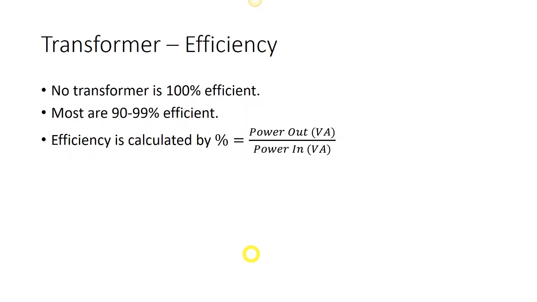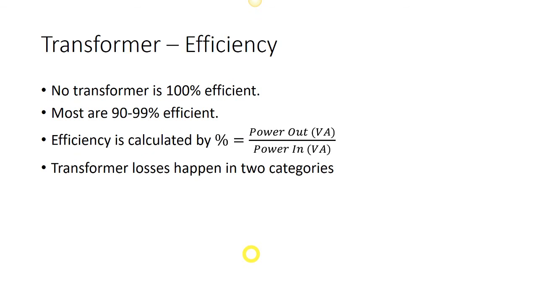Efficiency is pretty easily calculated. The power that we get out on the secondary side, we divide it by the power that we put in on the primary side, and that gives us our percent ratio. That would actually give you a decimal, so you'd have to multiply by 100 to get the percentage. But that's our simple formula: power out divided by power in.